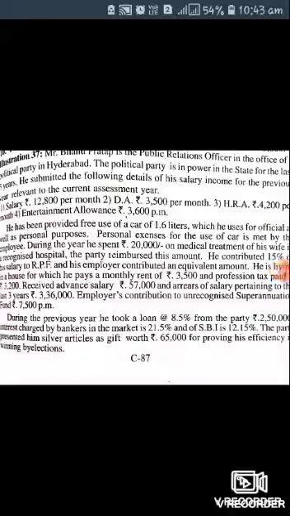Salary is 12,800 per month, DA is 3,500 per month, HRA is 4,200 per month, entertainment allowance is 6,000 and 3,600 per month. He has been provided free use of a car of 1.6 liters which he uses for official as well as personal purpose. Personal expenses for the use of the car are borne by the employee. During the year he spent 20,000 on medical treatment of his wife's illness at a recognized hospital. The party reimbursed this amount.